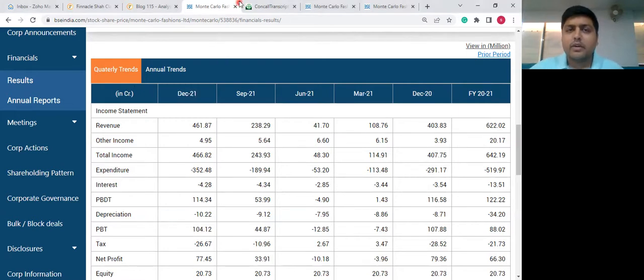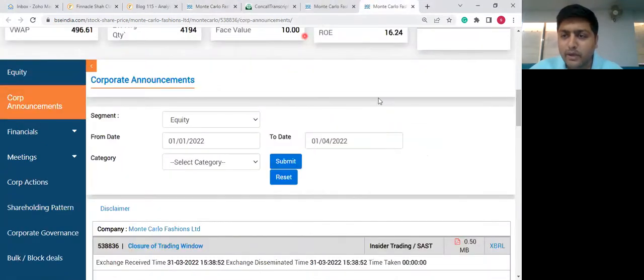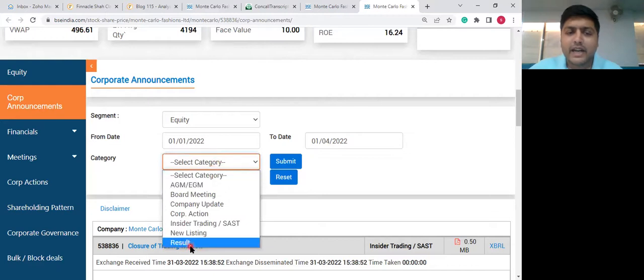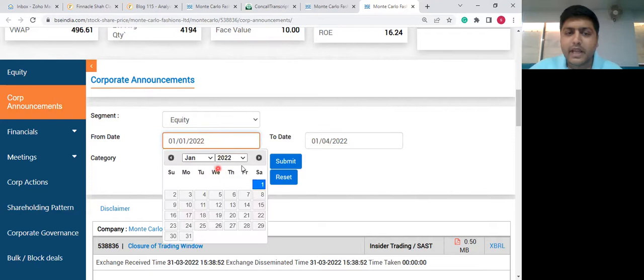आप एक और तरीके से quarterly financials extract कर सकते हो by going through corporate announcements. So you see this tab. By clicking on this tab, you will see that it will open in a different window altogether. And within this window, you can directly select under category results. And you can select a particular time frame.